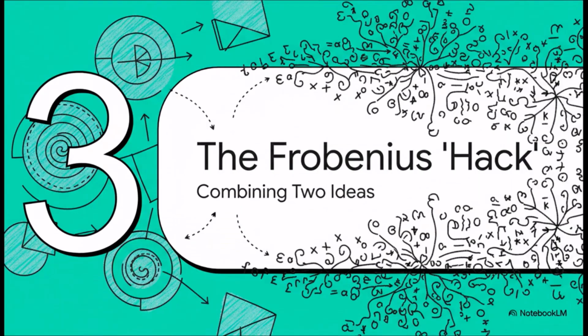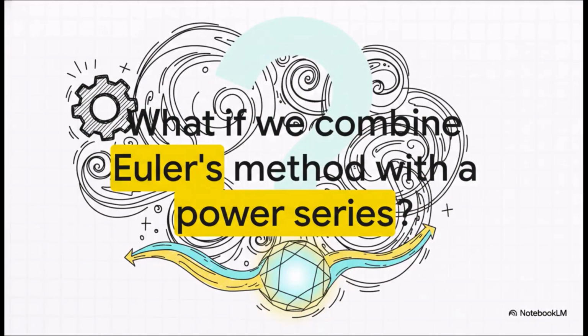And that brings us to the main event. What if we could take that simple, powerful insight from Euler's equation and combine it with the incredible detail and precision of a full power series? This was the absolute genius move by Ferdinand Frobenius way back in 1874. He didn't pick one method over the other.